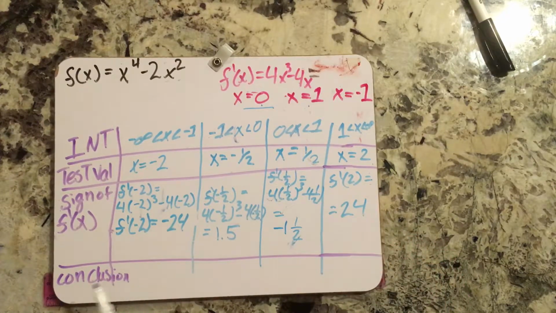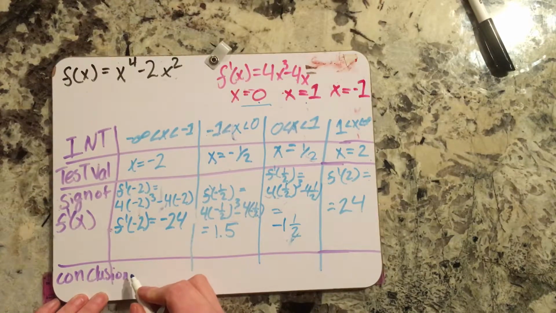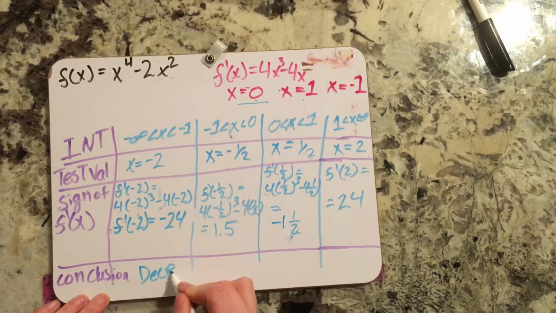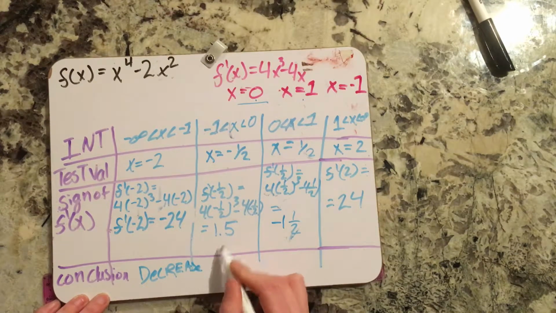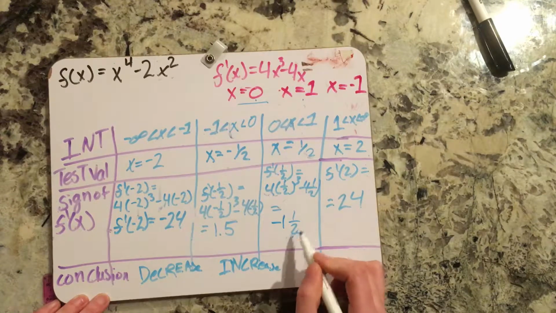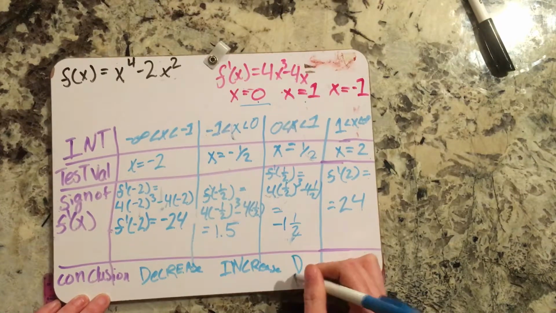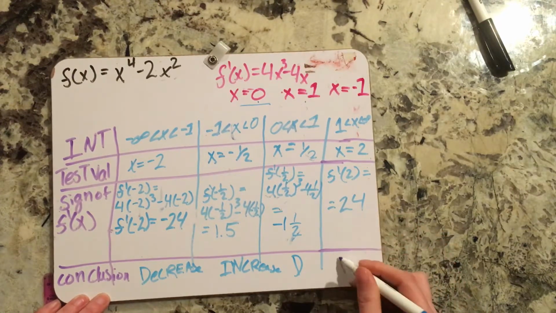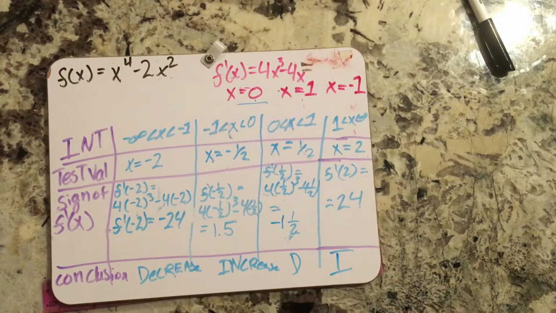Okay, so as we can see here, this is a negative number. Negative number means it's decreasing. So decrease. This one's positive, so it's increase. This one's negative, so it's a decrease. And this one's positive, so it's increasing. That's all there is to it.